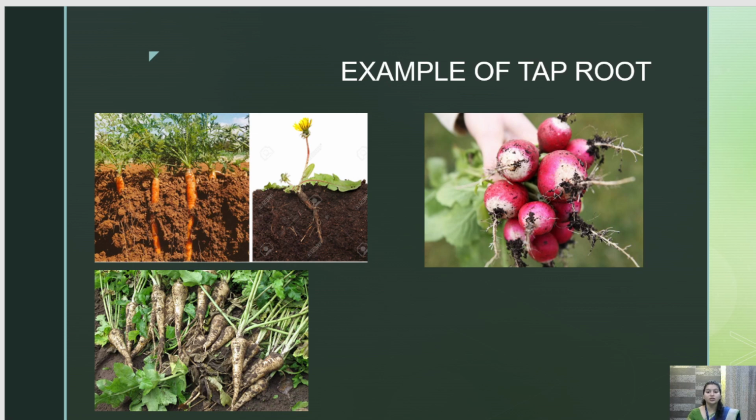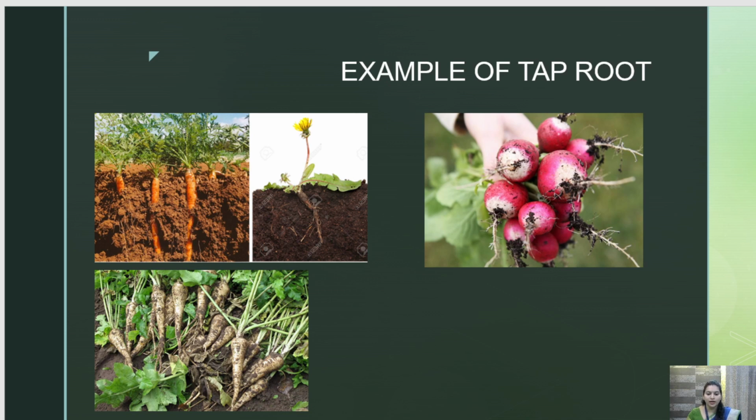Even the tulsi plant has a taproot. If you just pluck the root of a tulsi plant, you can easily find that there is one main branch and then we have several lateral branches in the root of tulsi.